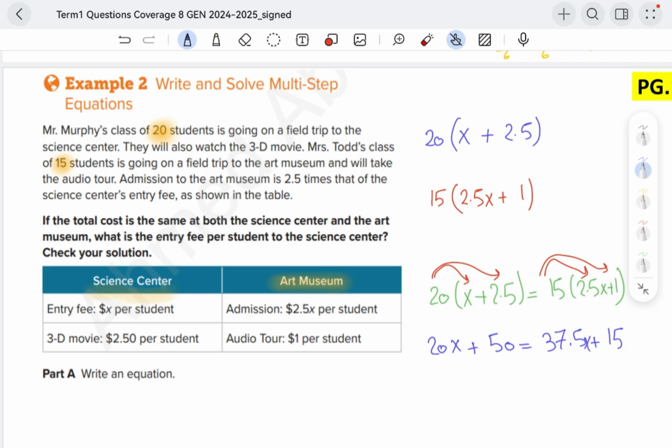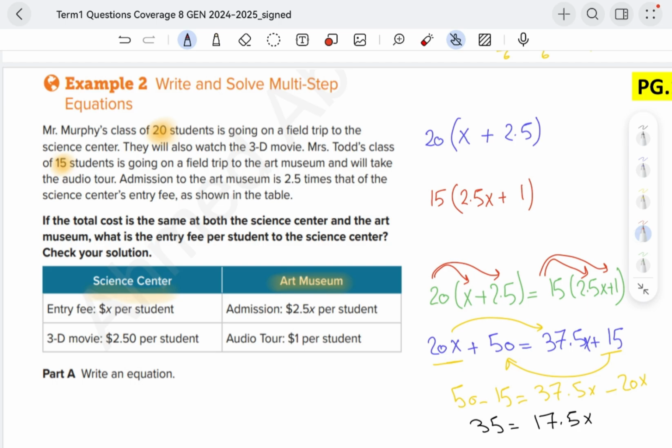Here we have x. Now move the variable to one side of the equation and the constant to the other side. I'm going to move the 20x to the right and the positive 15 to the left. We're going to have 50 minus 15 equals 37.5x minus 20x. Simplify. 50 minus 15 is 35 equals 37.5x minus 20x. This is equal to 17.5x.